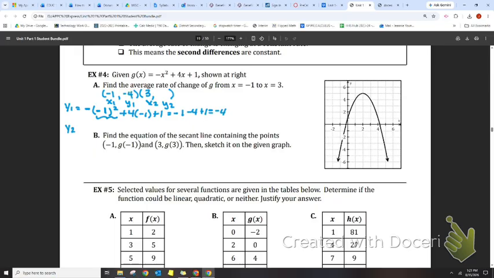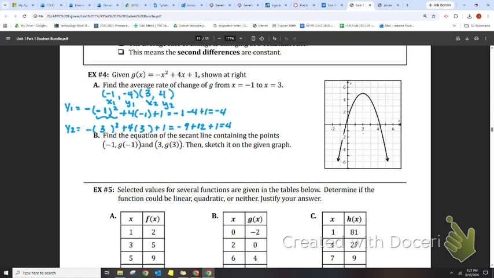And we're going to find y2. So it's negative x squared plus 4x plus 1. This time my x2 is 3. So it's going to give me negative 9 plus 12 plus 1. So it's 3 plus 1, which is positive 4.